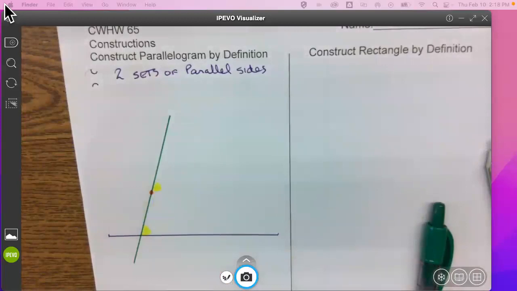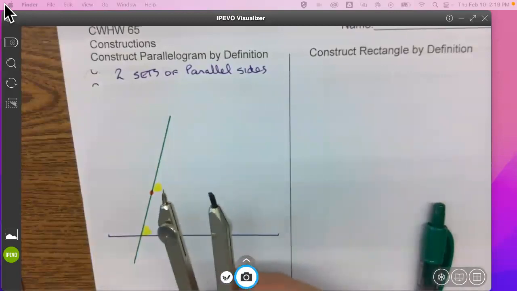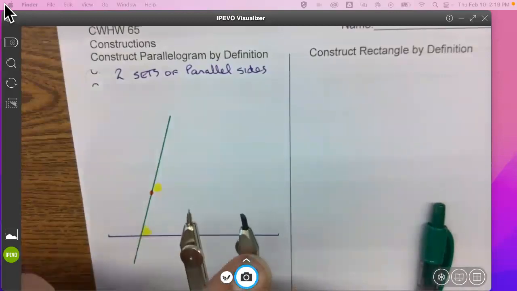Well, if I copy it, they'll be congruent for sure. What do we call those? Are they same side interior, alternate exterior, corresponding? Corresponding. So if I can get corresponding angles that are congruent, then the line produced will be parallel. So what I'm going to do is take my compass. It's got a needle end and it's got a pencil end.